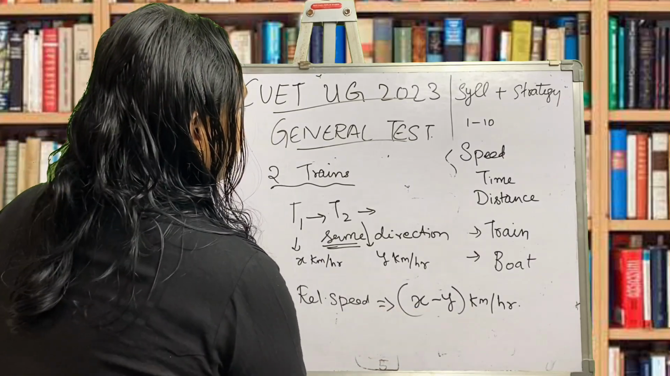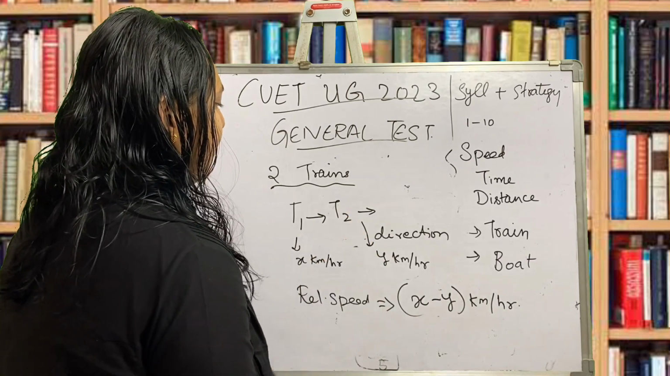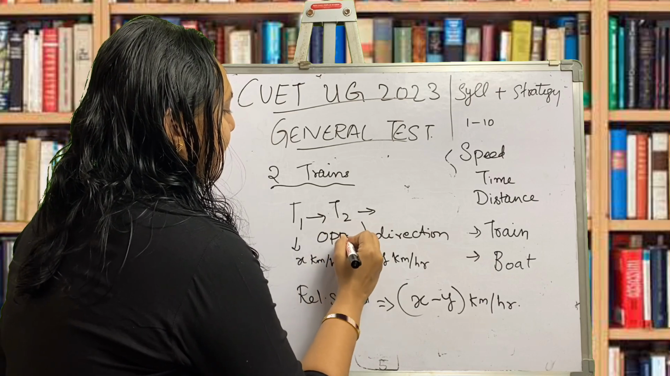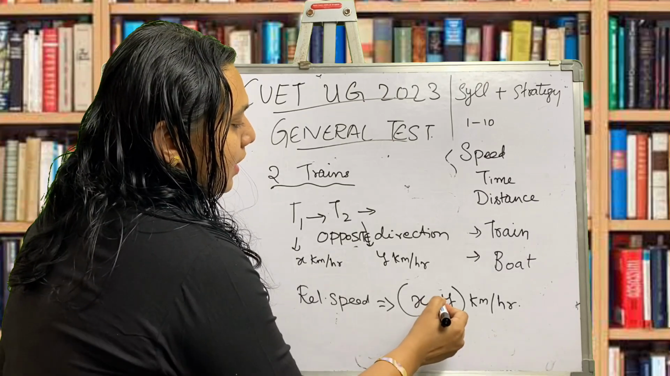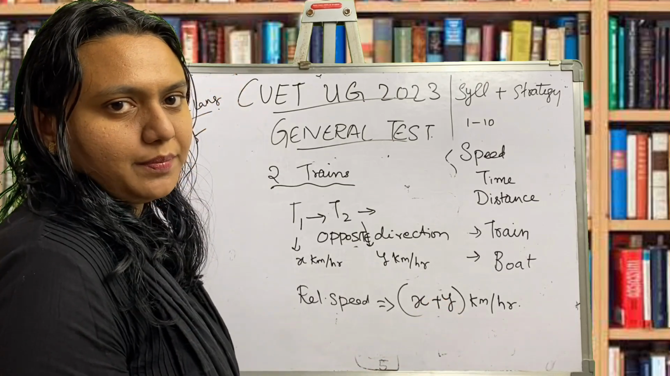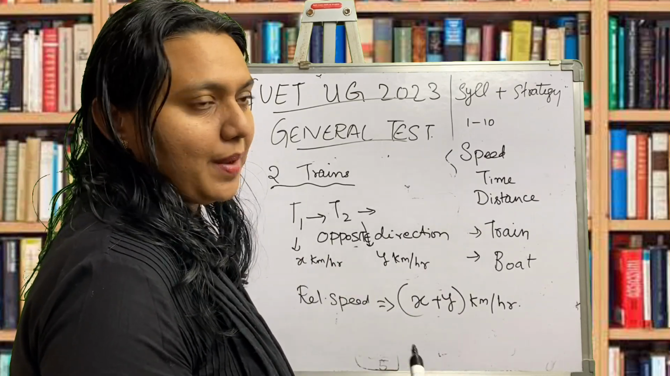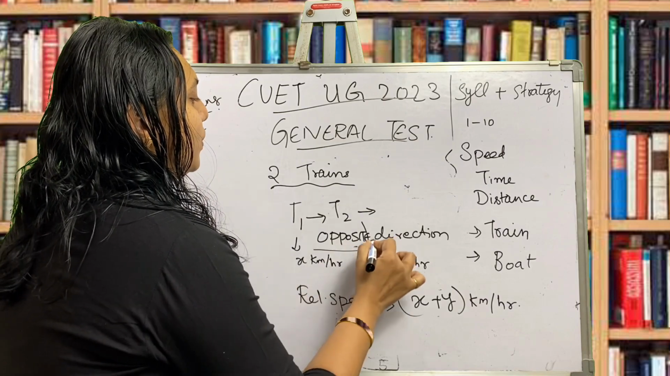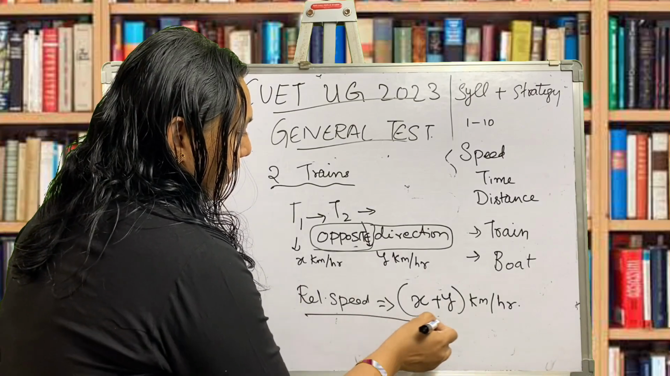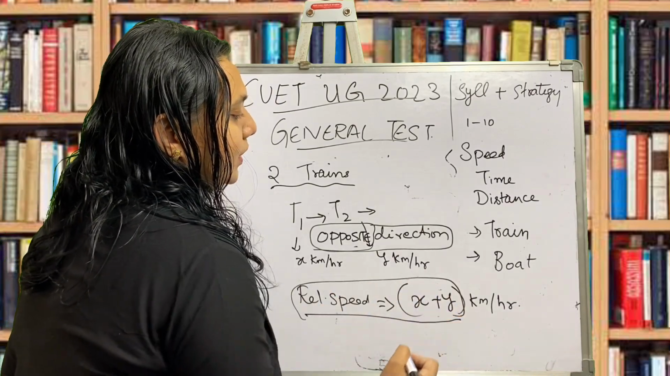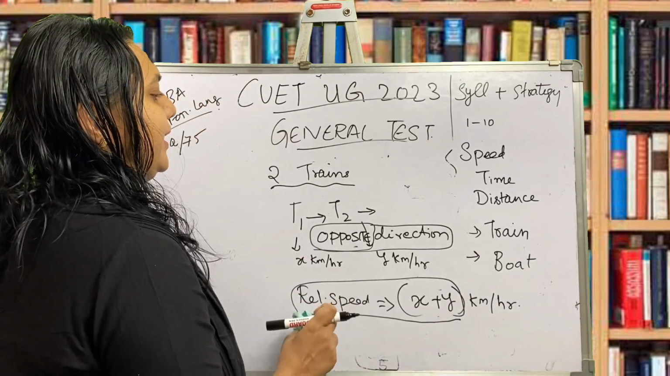Now certain questions are asked, what happens if they are moving in the opposite direction? They are going to cross each other, right? So if the trains are moving in the opposite direction, what is the relative speed? Then you have to add the speed of both the trains. Okay, remember this, it is going to be asked, it has been asked. Please remember the relative speed when two trains are traveling in opposite directions. Then the relative speed is the addition of the speeds of the two trains. Alright. So remember this for train questions.